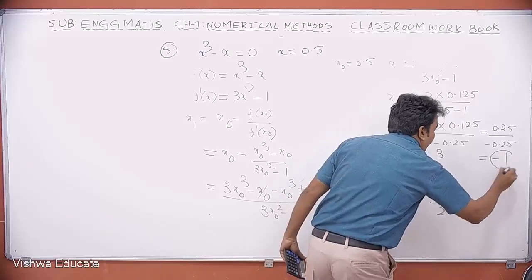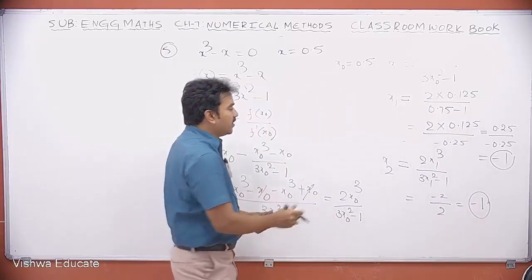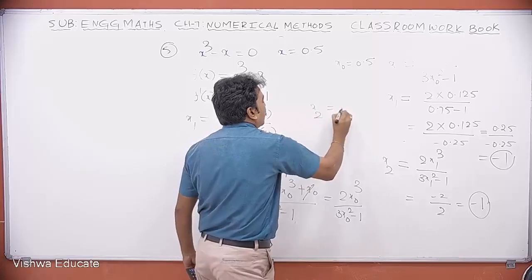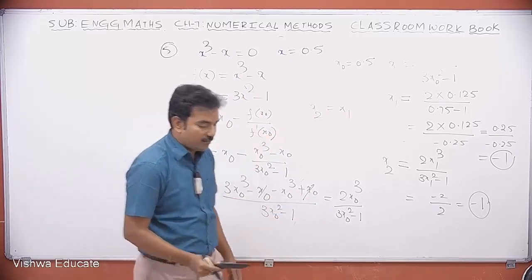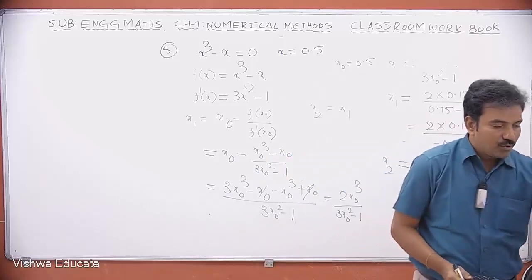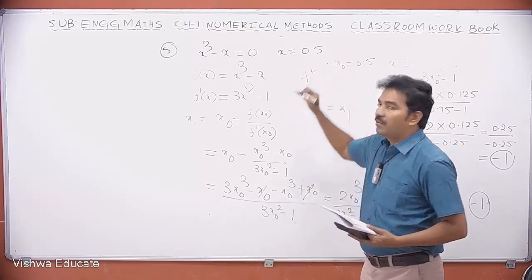So previous x1 value is minus 1. Current value is minus 1. Therefore, in this case, we got x2 equal to x1. Therefore, it converges to minus 1. So therefore, option A is right answer. Note this.